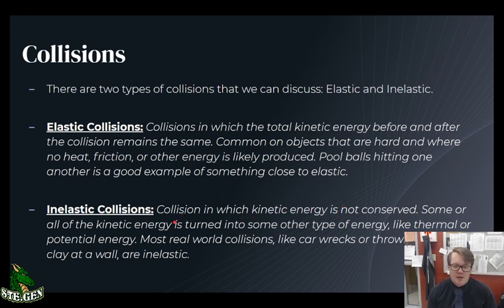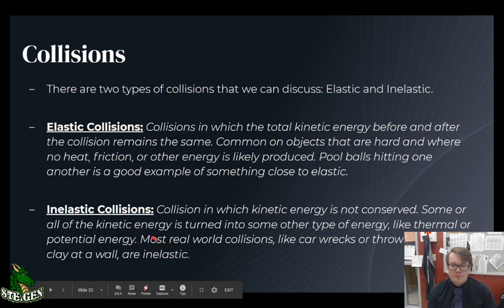Some or all of the kinetic energy gets turned into some other type of energy, like thermal energy or potential energy. Most real-world collisions involve at least some aspect of being inelastic, like car wrecks or throwing a ball of clay at a wall. Those are two examples that are inelastic. In car wrecks, there's a lot of energy being transferred. There's a lot of heat, a lot of temperature changing, a lot of electricity that may be discharged, and a lot of frictional energy as the metal rubs against each other. There's a whole lot of other types of forces involved.